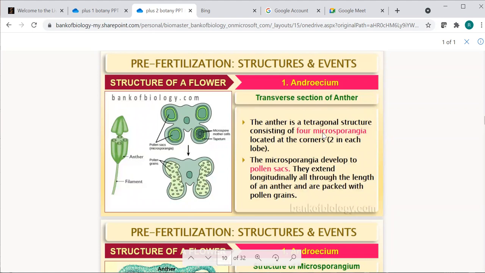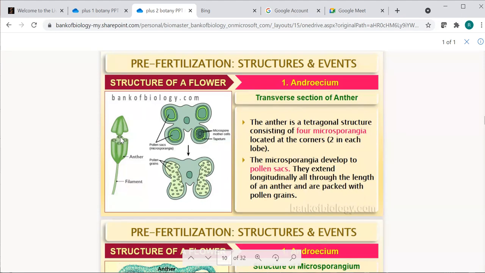The anther has 4 microsporangia located at the corners, 2 in each lobe. So this is the anther. The filament, the anther. So they have transversely cut it into two to make us understand how it looks. So it has 4 microsporangia.